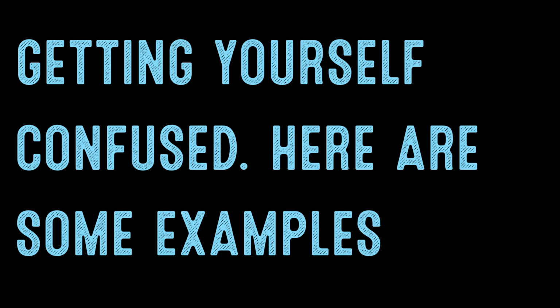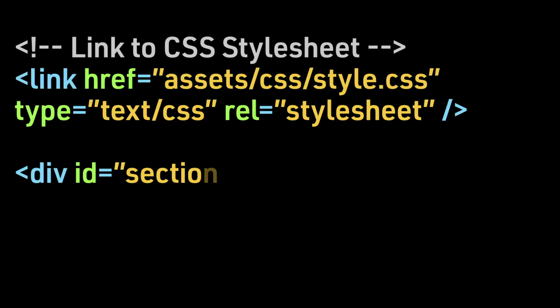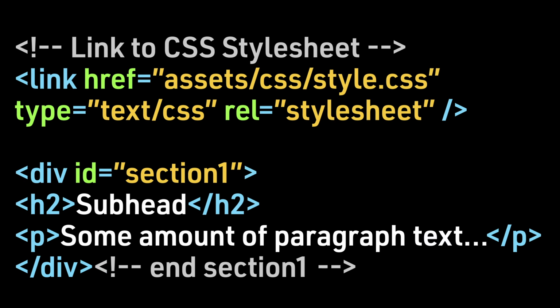Here are some examples of how you might use comments in your code. Comment. Link to CSS style sheet. End comment. Link tag. href attribute. Assets/css/style.css. Type equals text/css. rel equals style sheet.